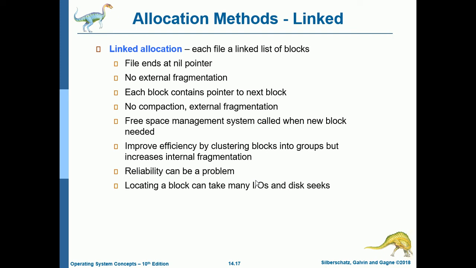The free space management system is called when a new block is needed. Efficiency can be improved by clustering blocks into groups, but this increases internal fragmentation. Reliability can be a problem because, of course, each block contains a pointer to the next block. And locating a block can take as many I/Os as disk reads. So that is a disadvantage.